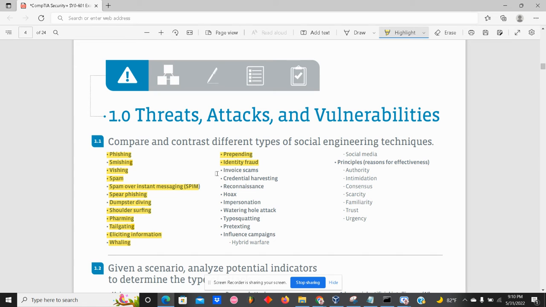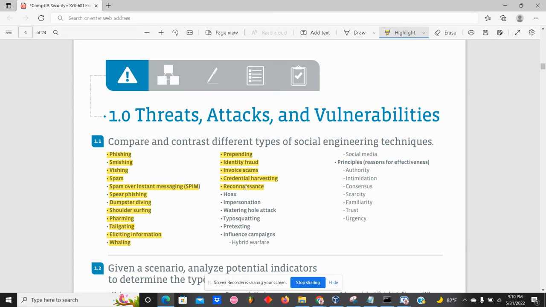Identity fraud, I don't have to explain that. Invoice scams is sending fake invoices to finance departments so they could pay for them. Credential harvesting is trying to find public information or public company emails which could be used to extend phishing.